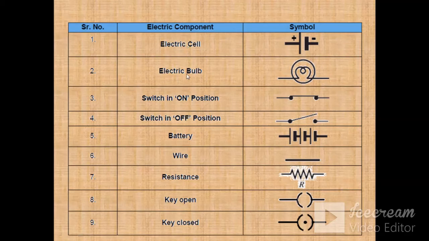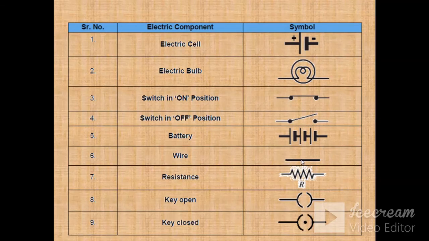So these are a few familiar electric components. This is the electric cell. All you need to know are the symbols. So this is the symbol of an electric cell. Now when more than one cell are connected to each other, it becomes a battery. This is the symbol of an electric bulb. Whenever the switch is in the on position, these two terminals are connected through a wire. It can be seen in this symbol, and in the off position it should be like this.